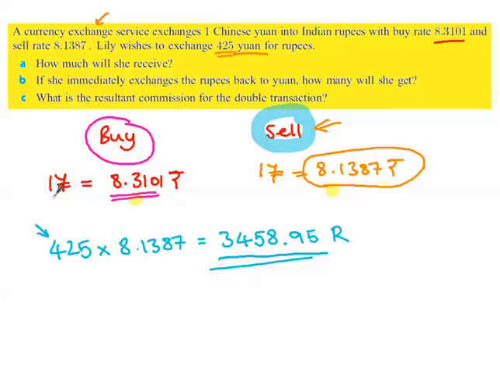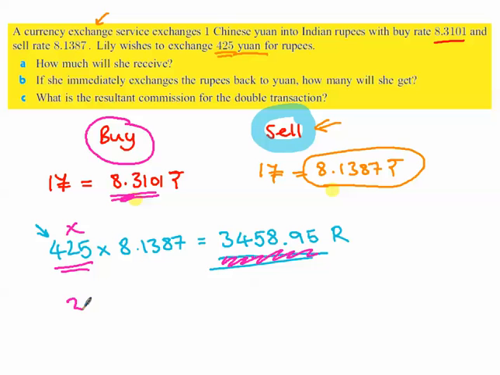So 1 yuan is worth 8.3101 rupees. If you bring back these 3,458.95 rupees, they're not going to give you the 425 back. You're going to have to use that buy rate. And the way it works is, if you think about it, 1 yuan is worth that many rupees, you've got that many rupees. You just basically want to see how many times this goes into this.